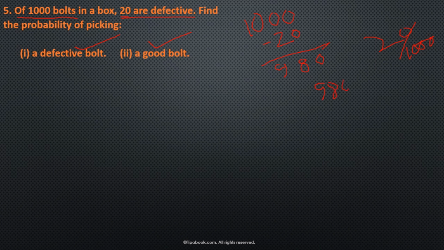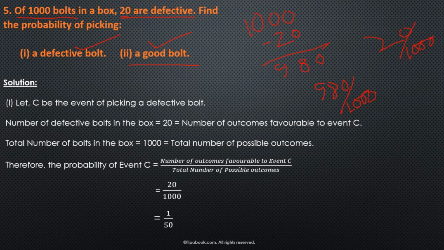Let's see with the event of picking a defective bolt. The number of defective bolts in the box is, as it is given, 20, and this is the number of outcomes favorable to event C. Total number of bolts in the box is 1000, and this is the total number of possible outcomes. Now the probability of event C is going to be based on the formula: the number of outcomes favorable to event C divided by the total number of possible outcomes. Replace the value, cancel out the common factor. This will give you 1 by 50 as your answer.